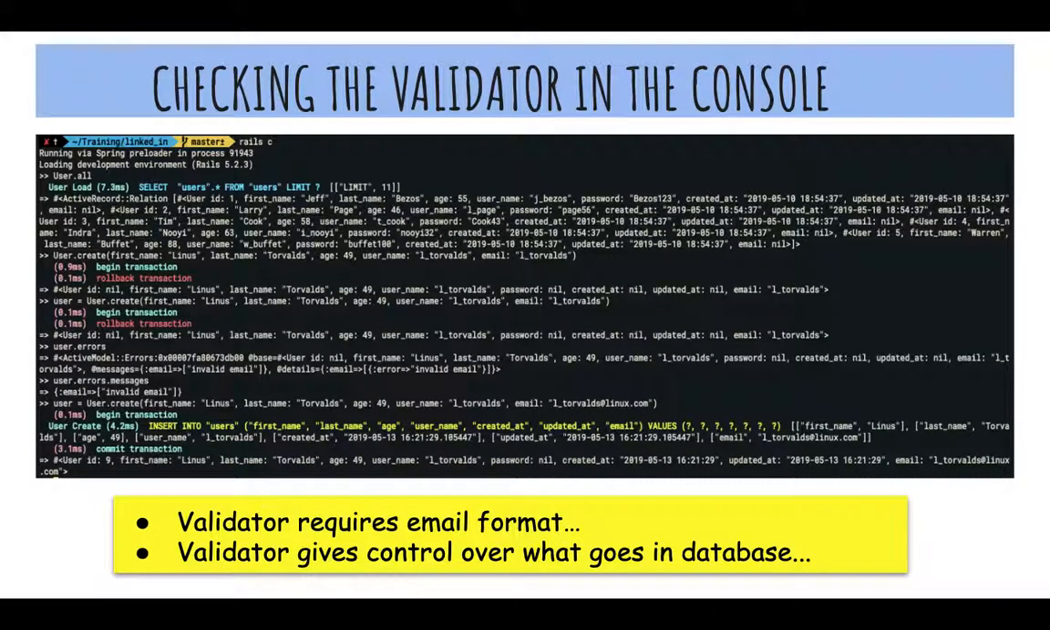So when we're checking the validator in the console, we can open our console and we can take a look at creating a user. But in this case, we're creating one with an email without any kind of @ sign or something.com, etc. at the end, which is the usual format of an email. So that will fail, and the errors show invalid email, which is our expected behavior. We can also try creating with a correct email format, and this will work. So we can see that that has committed the transaction.